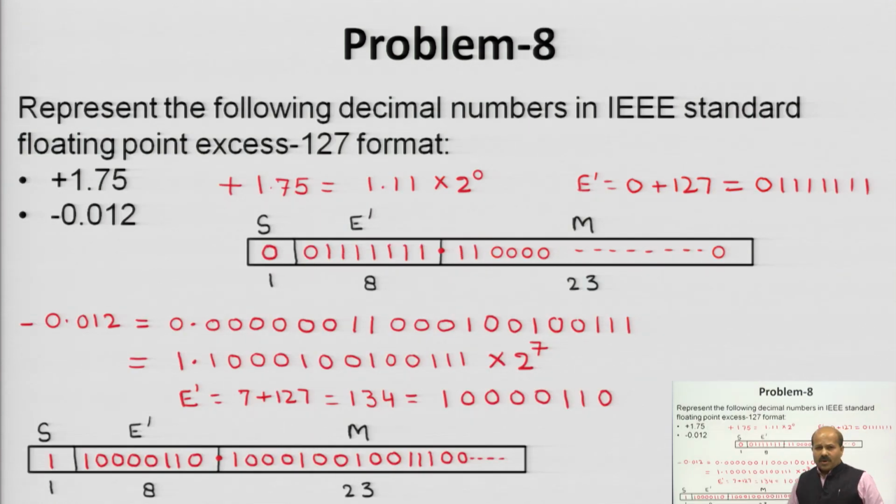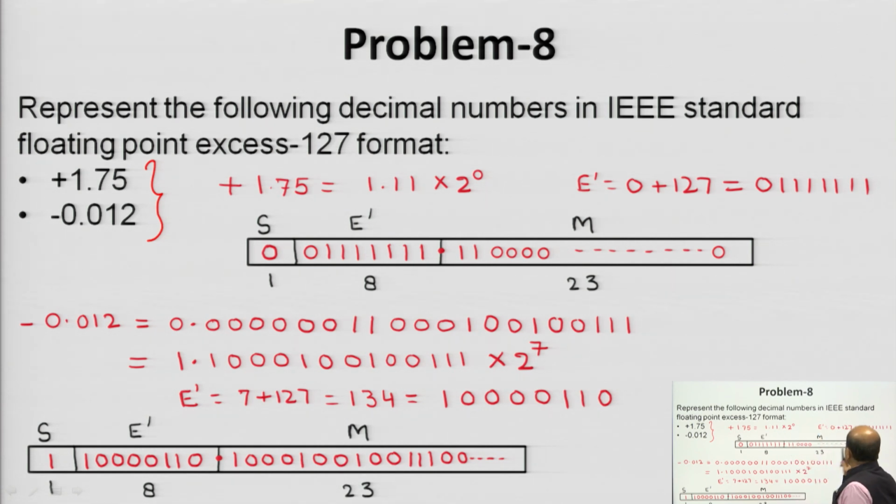Let us talk about the next problem, which is related to floating point values. Here we have to find out the floating point representation of these two values. First, we have to convert the decimal value into binary representation. What is the binary representation of this 1.75? It is 1.11 into 2 power 0.